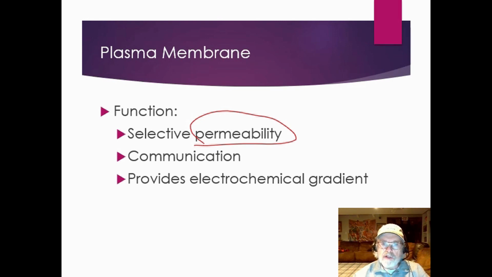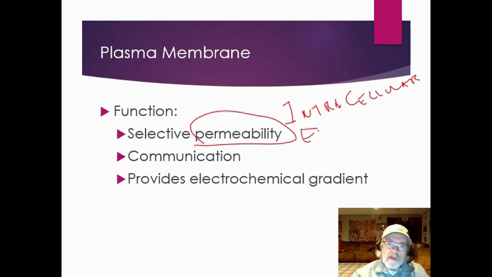So the cell has to have a way to communicate between its internal environment, which we call intracellular, I-N-T-R-A, cellular, meaning inside the cell, and extracellular, which would be outside the cell. So there has to be some way to communicate what we need.